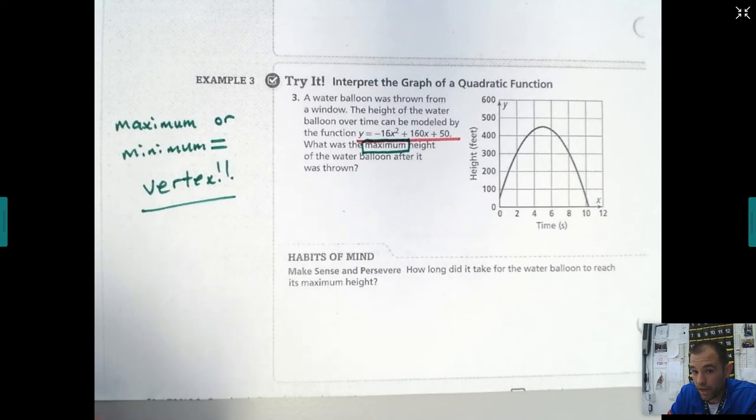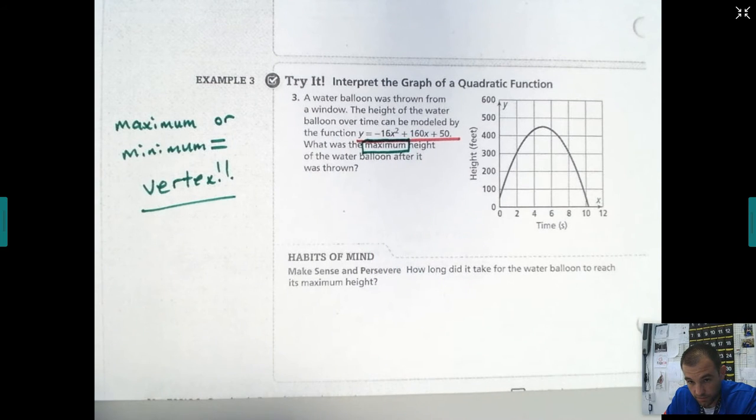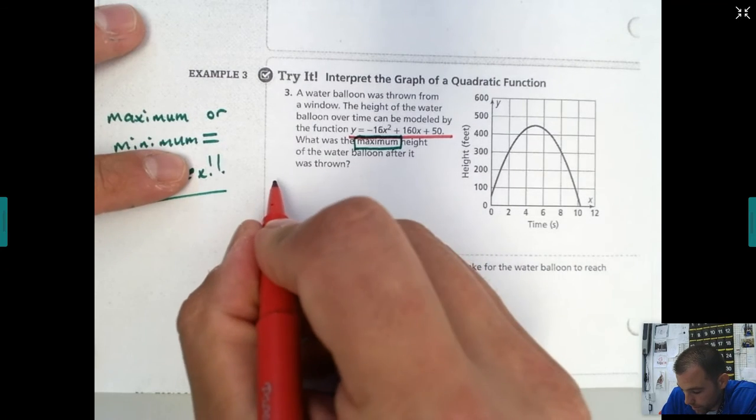Okay? So all we have to do for this problem is to figure out what the vertex is. Okay? That's all we have to figure out. They actually gave us a graph, which makes it really, really easy, which we'll talk about in a second. But let's do it by hand first, just to make sure we know how to do it.